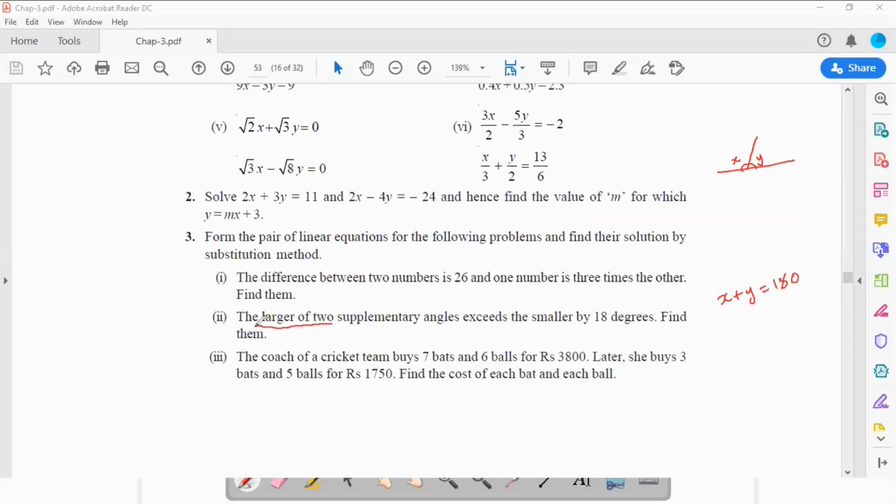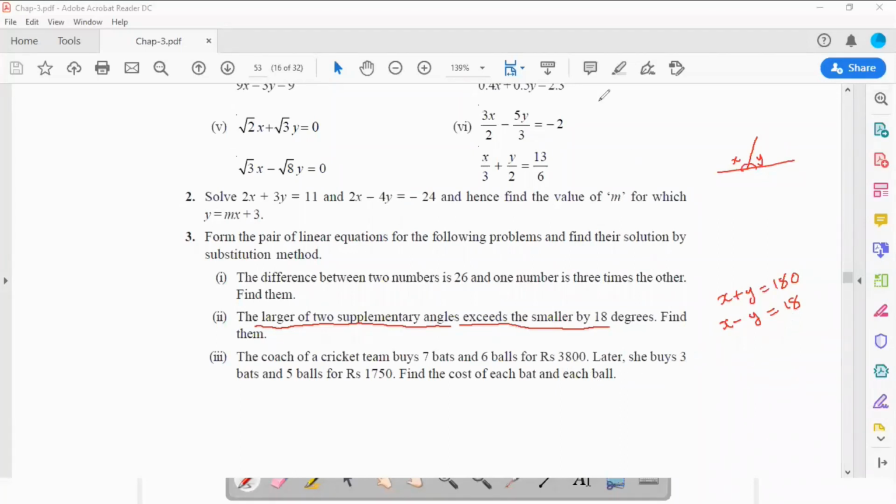The larger of two supplementary angles exceeds the smaller by 18 degrees. So what will be the equation? Plus 18. Yes. Plus 18, okay. Otherwise, you can write the larger minus smaller will be 18. Otherwise, you can write x is equal to y plus 18. That's also fine. Okay. The difference is given, right? The larger of two supplementary angles exceeds the smaller by 18 means the difference is given. So x minus y is equal to 18. So you got two equations. Now you can solve. Okay.